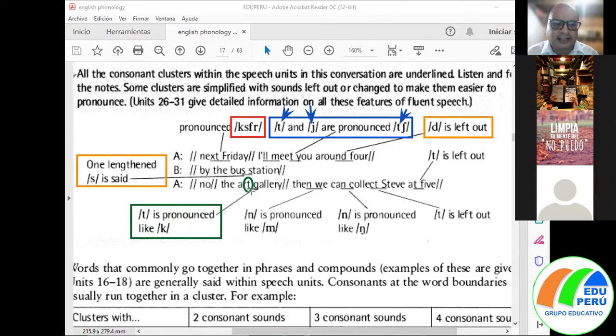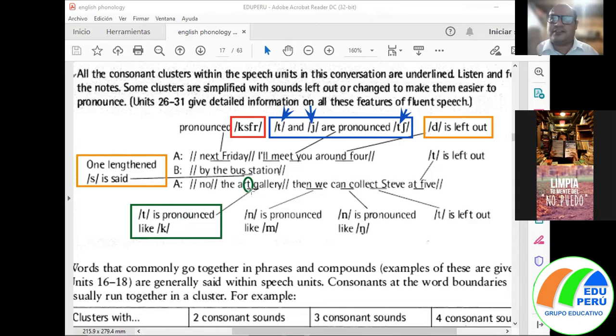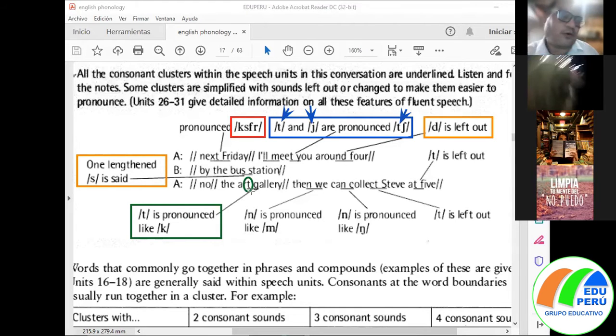The sound ta is changed. And the sound ta now is pronounced like ka. Ta is pronounced like ka. Why, teacher? Why do we do that? Why do we change the sound ta? Can you tell me?